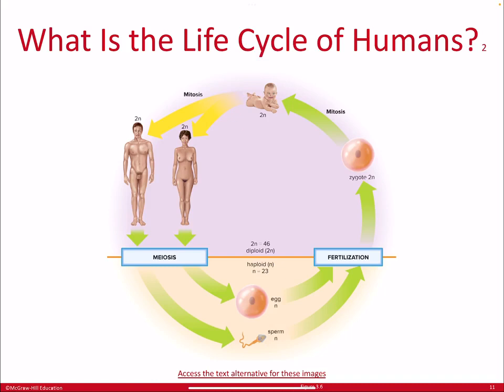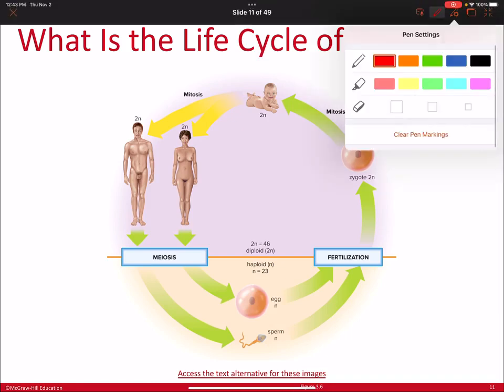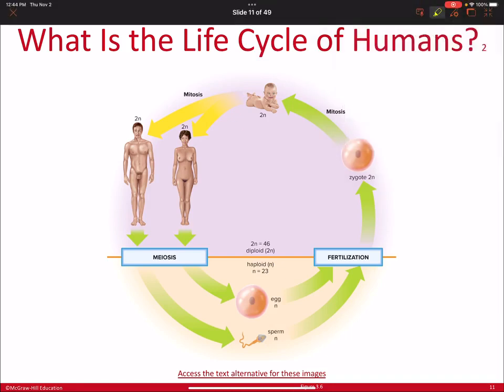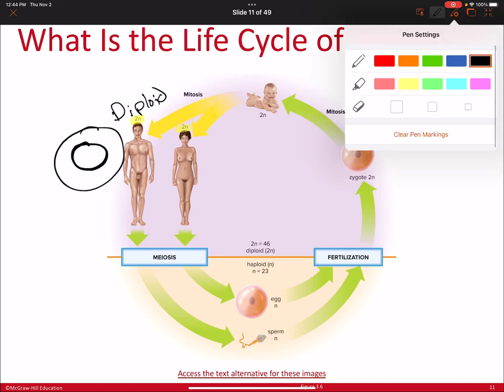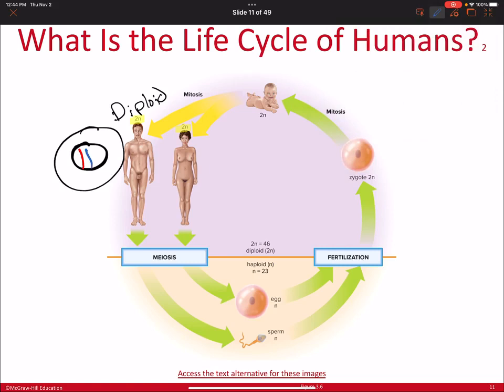So let's start with here. So we have two diploid adults. So this is diploid, and this is diploid here. And both of these adults are diploid, which means that inside of their cells they have two complete sets of chromosomes. So they have one from mom, one from dad.